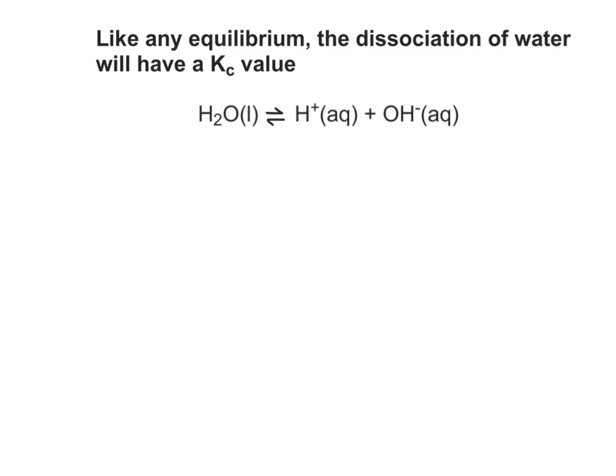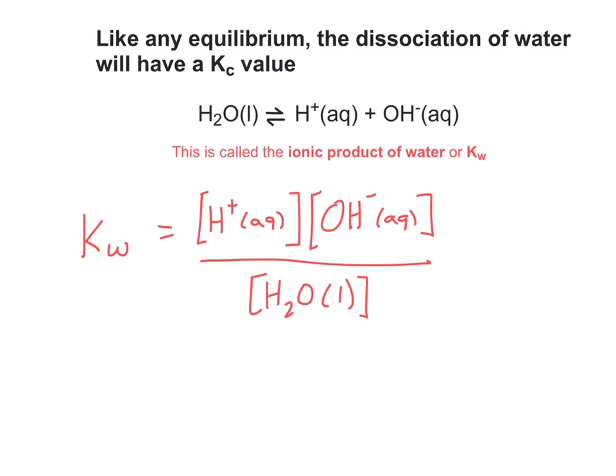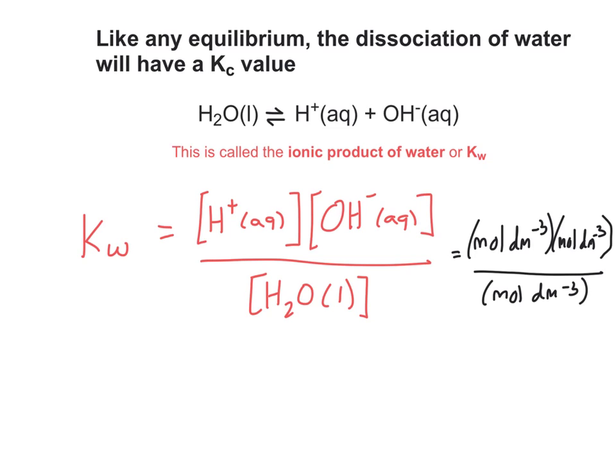Because water is an equilibrium, its dissociation will have a Kc value. And this is called the ionic product of water, or Kw. So writing out the Kw expression, that gives you H plus concentration times OH minus concentration over H2O concentration, which if we were to work out the units for it, it would involve some cancelling.